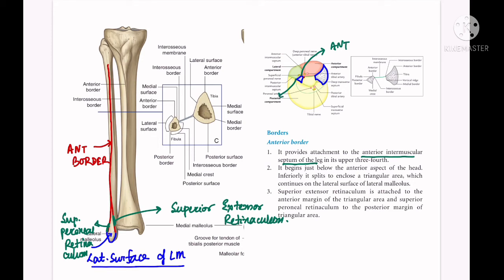This is the posterior border and this is the interosseous border. The interosseous border is easy to understand because of its attachment to the interosseous membrane. Regarding the anterior and posterior border, the anterior border gives attachment to a septum. This septum is known as the anterior intermuscular septum. Similarly, the posterior border gives attachment to the posterior intermuscular septum. So from the anterior border, anterior intermuscular septum, from the posterior border, posterior intermuscular septum.